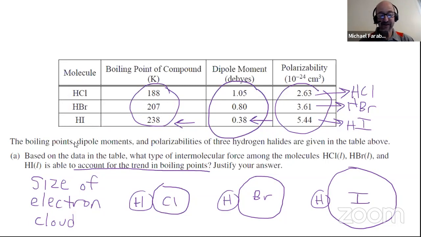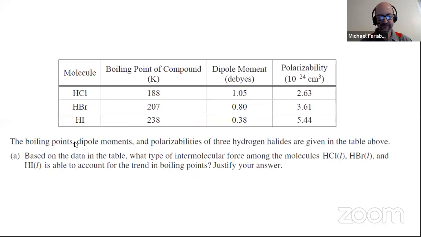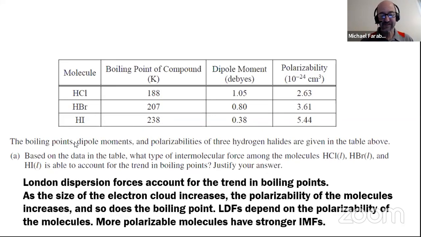So they're giving you data. You just have to pay attention and use the data and your understanding of these concepts. So here's what I said. London dispersion forces account for the trend in boiling points. As the size of the electron cloud increases, the polarizability of the molecules increases, and so does the boiling point. London dispersion forces depend on the polarizability of the molecules. More polarizable molecules have stronger intermolecular forces. So that's that. There was a part B to this question as well as a part C.